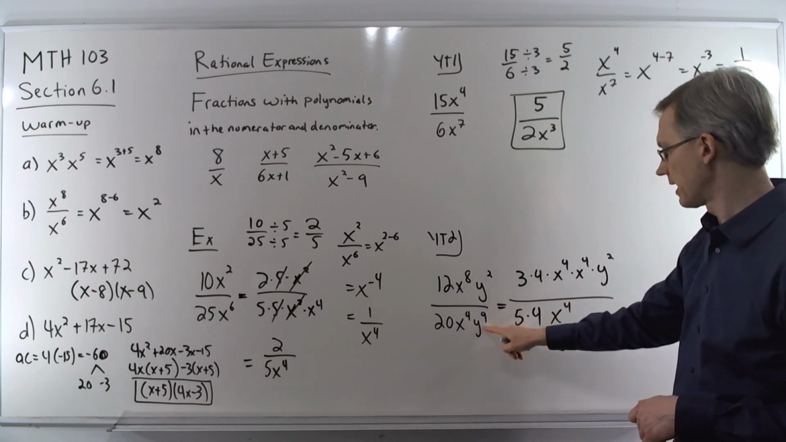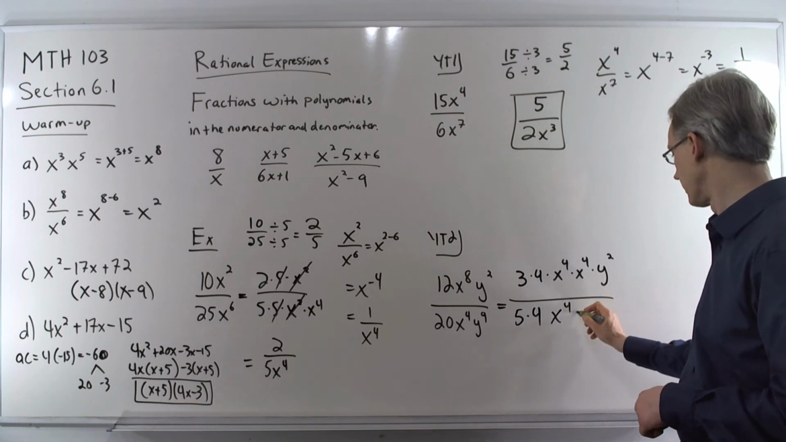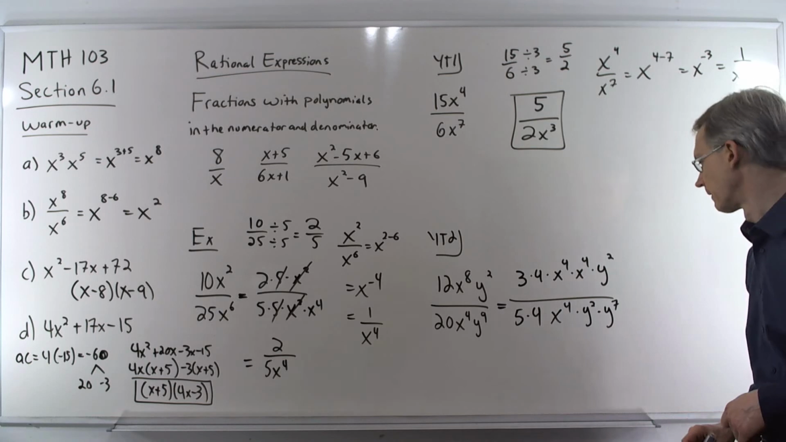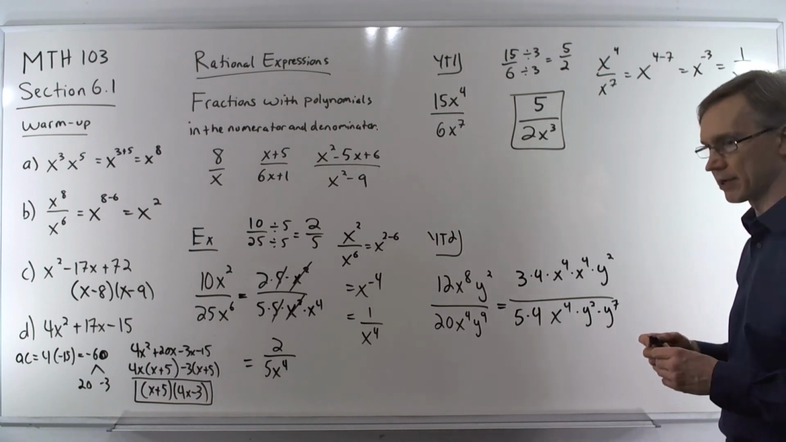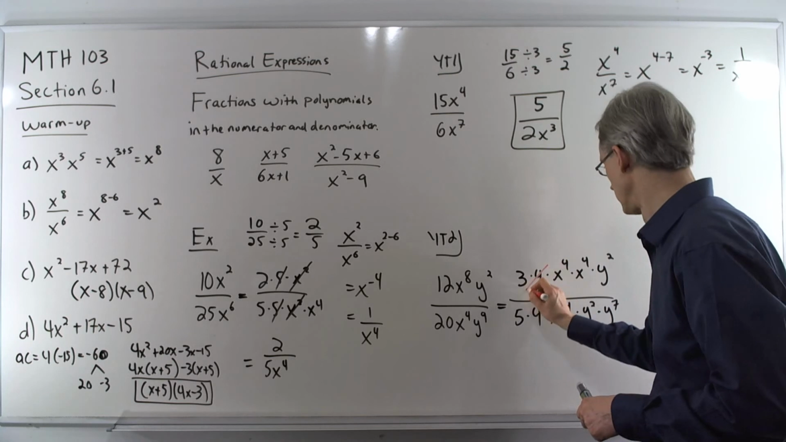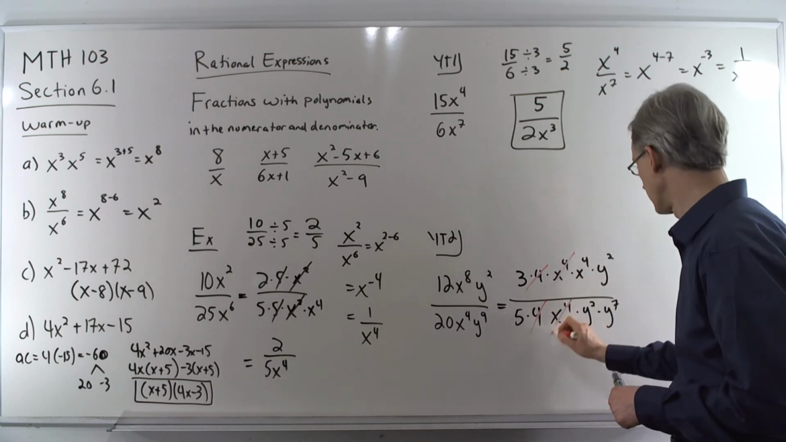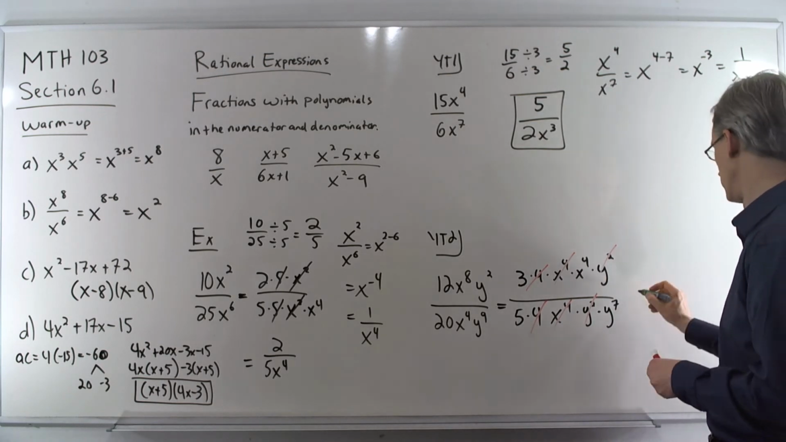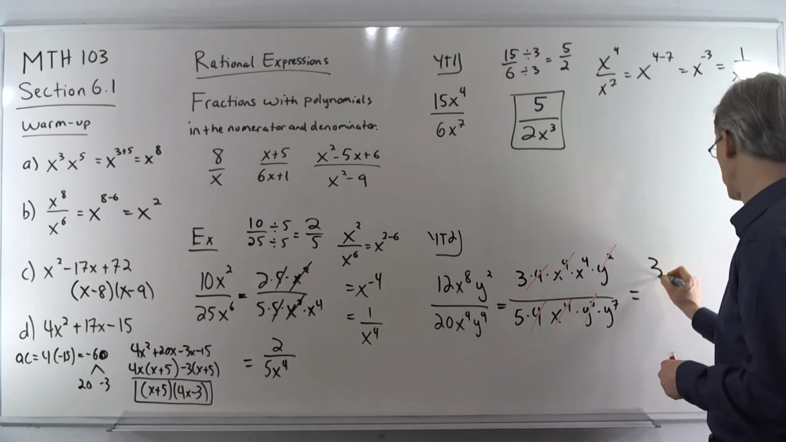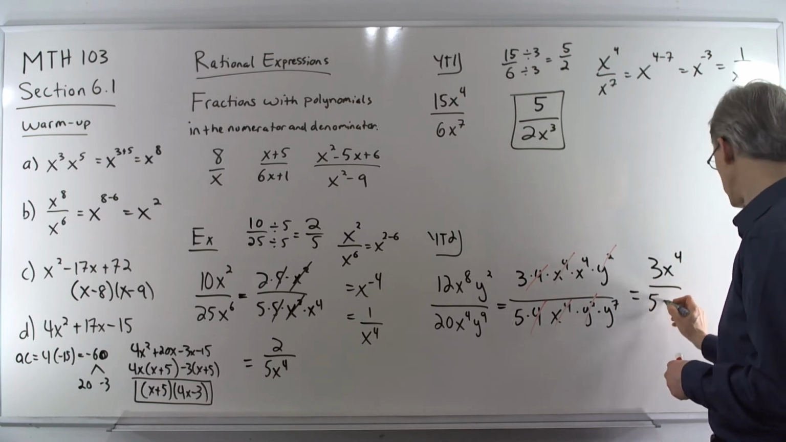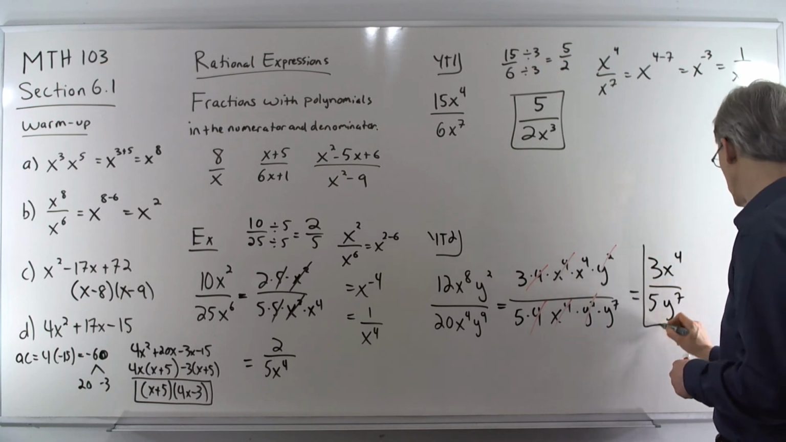And now I'm going to break up y to the 9th, and I want to match y squared, so I'm going to break that up to be y squared times y to the 7th. Right now we can cancel anything that matches. So the 4's cancel, x to the 4th cancels, y squared cancel. And what do we have left now? 3x to the 4th on top, and 5y to the 7th power on the bottom.